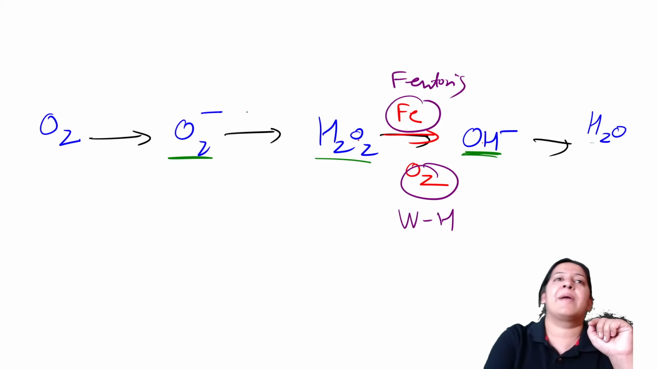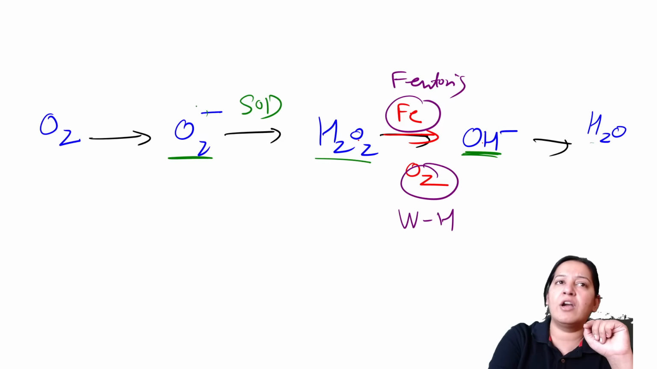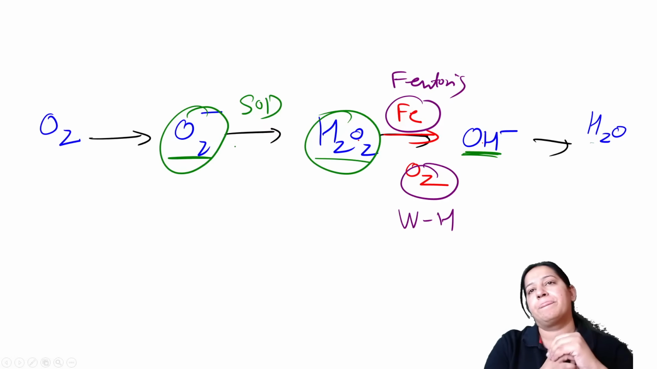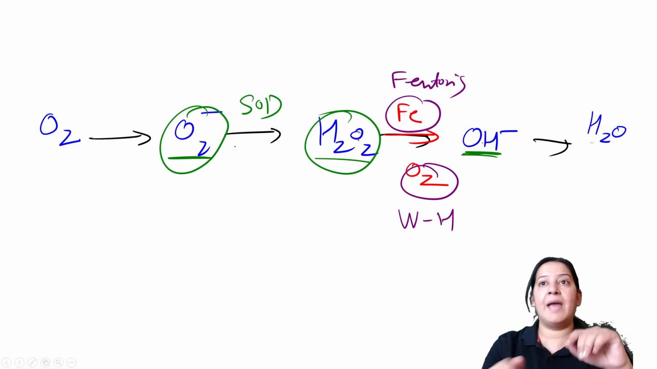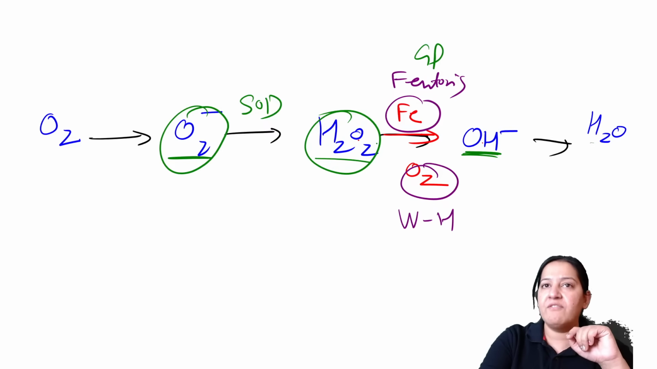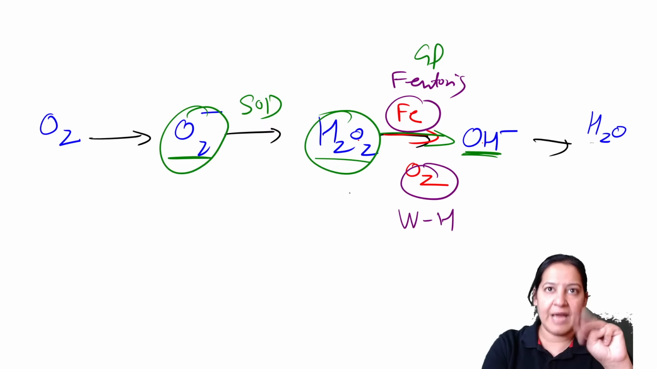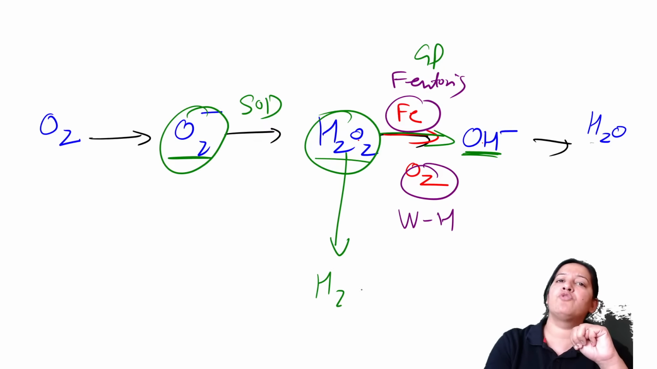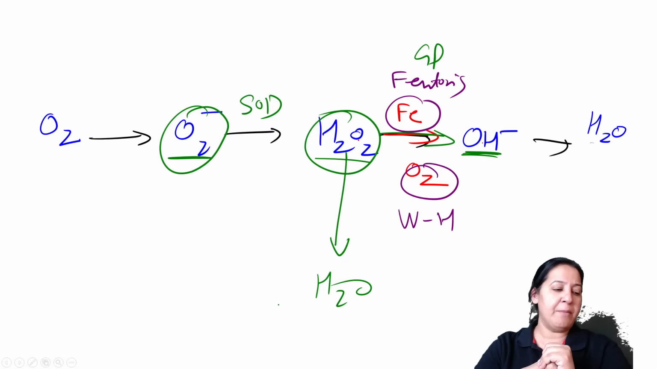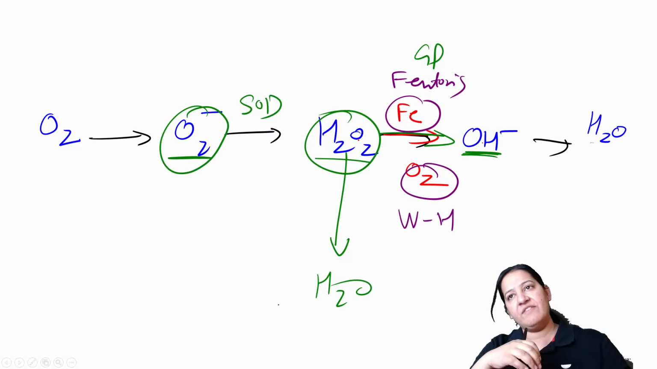So the first enzyme, superoxide dismutase, converts O2 negative to H2O2. That is the first enzyme. Have you got it? The second enzyme, glutathione peroxidase, converts H2O2 to OH negative, right? And the third enzyme, catalase, directly converts H2O2 into water. I cannot simplify more than this. Now everyone give me a thumbs up.